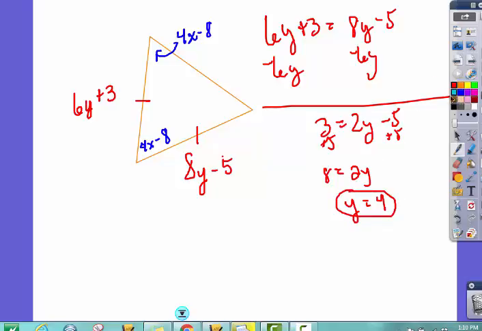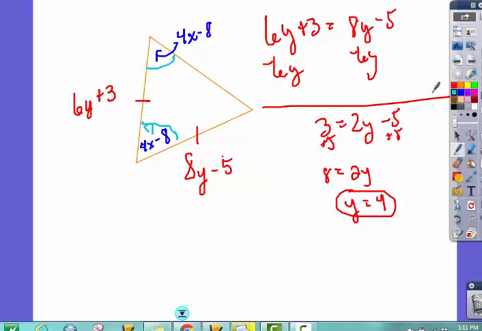Now, the x part is going to be a little bit trickier. See how this is 4x minus 8? This is also 4x minus 8. Well, that's the same. So those two angles have to be the same, but we can't set them equal to each other because the math would just cancel each other out. But we know that they're the same here on this angle and on this angle over here.